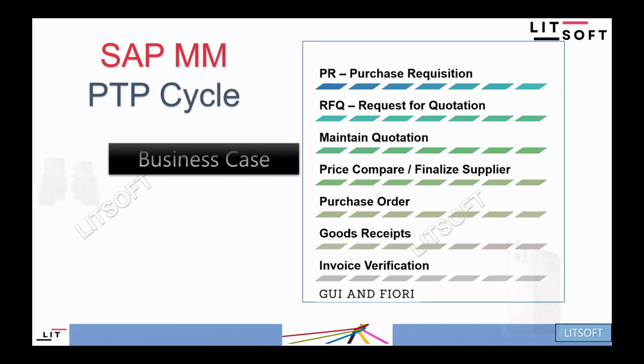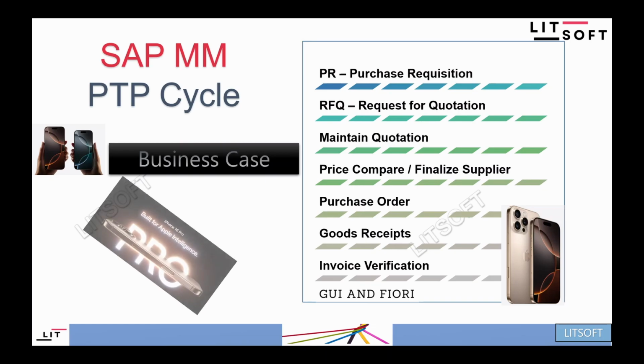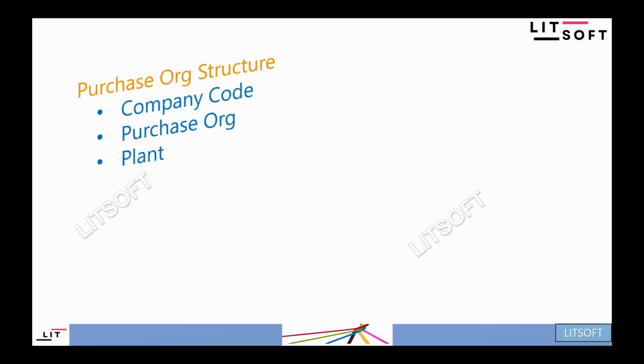Let's take the business case. I hope you recognized the item, the iPhone. So what is the version? Yes, this is iPhone 16 Pro. The purchase organization structure will have the org elements: company code, purchase organization, and client.